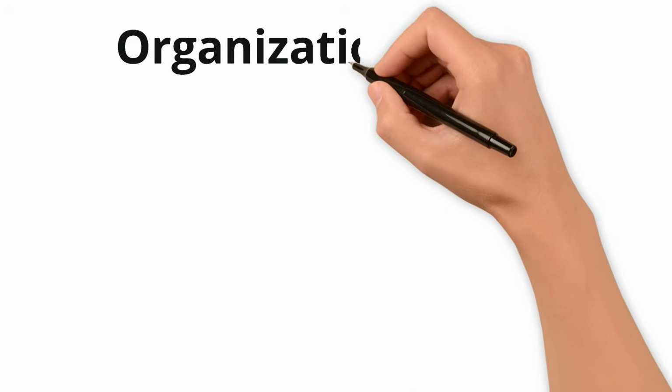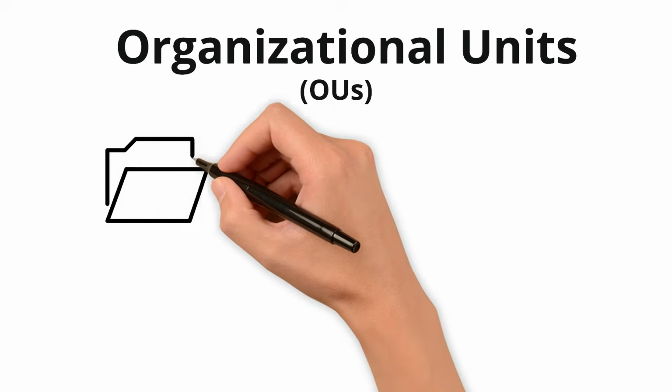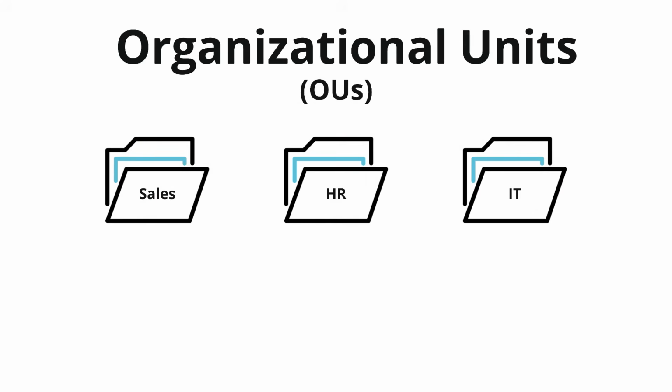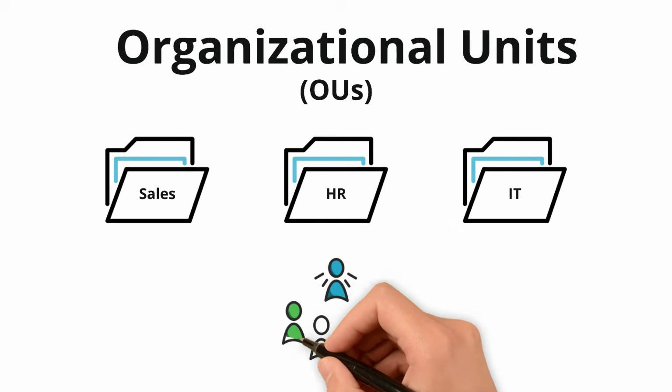Then you have organizational units, or OUs. These are like folders inside your domain. You might have an OU for the sales department, one for HR, one for IT. This makes it easier to apply policies and manage groups of users separately.